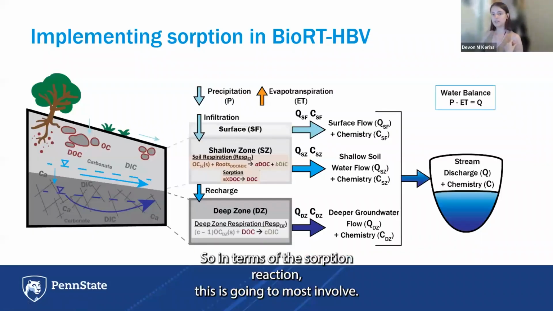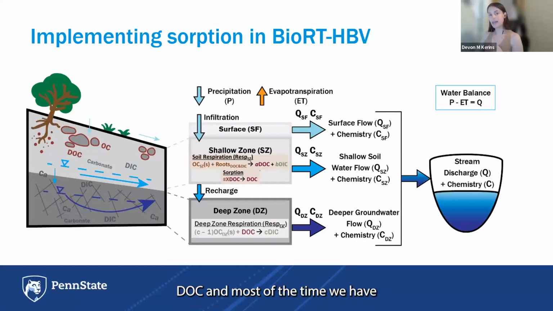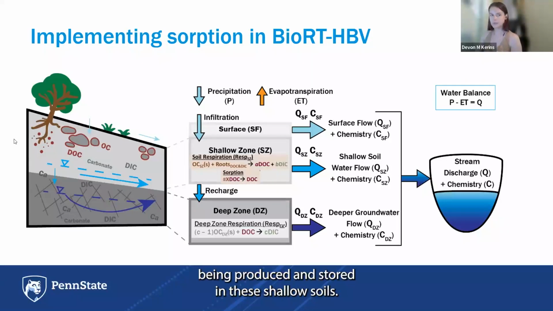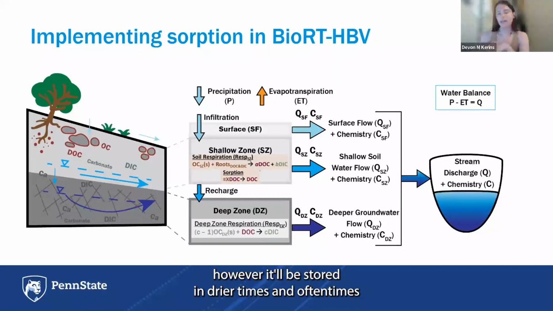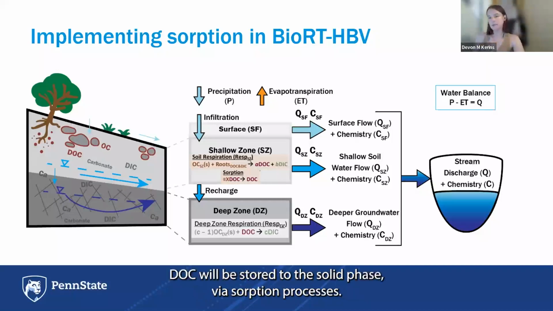So in terms of the sorption reaction, this is going to most involve DOC, and most of the time we have a large portion of our DOC being produced and stored in these shallow soils. So a lot of the times DOC will be produced during wet and warm times. However, it'll be stored in drier times, and oftentimes DOC will be stored to the solid phase via sorption processes.